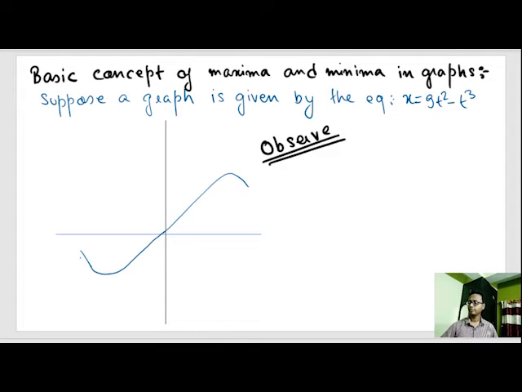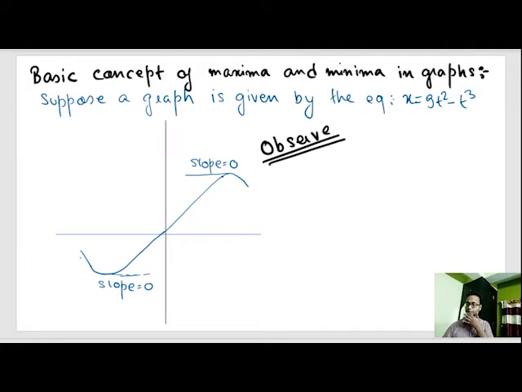Observe something. At this point, the tangent to this graph, or the slope, is horizontal. That means it is parallel to the x-axis. That means the slope is equal to 0. Out here, the slope is equal to 0. And out here also, see, the slope is equal to 0.